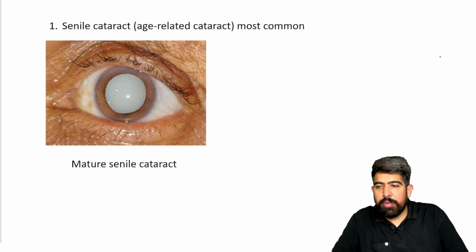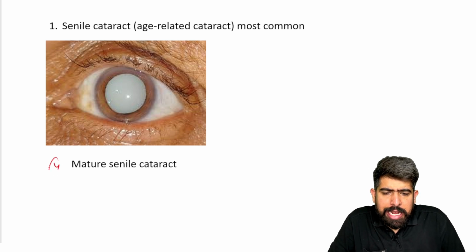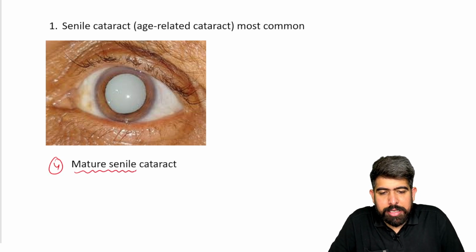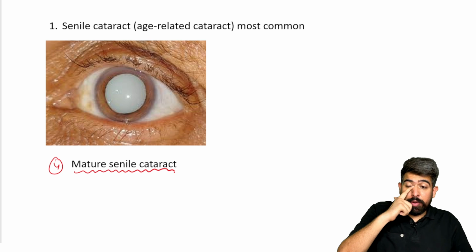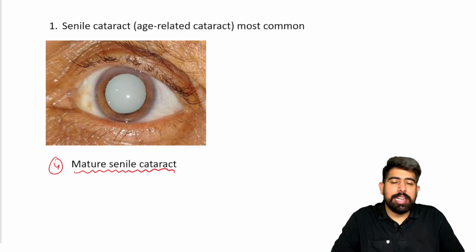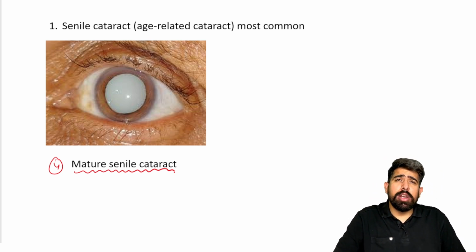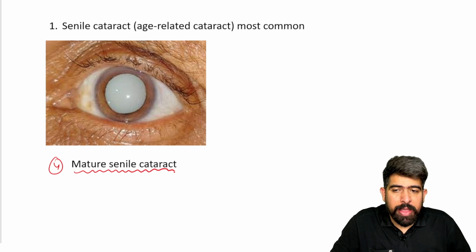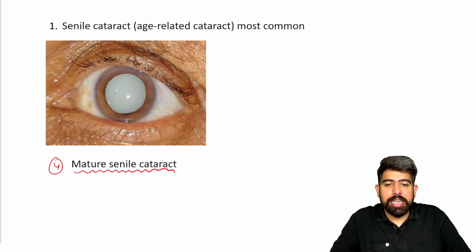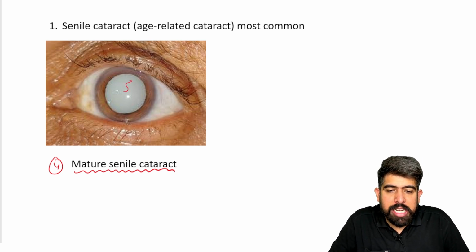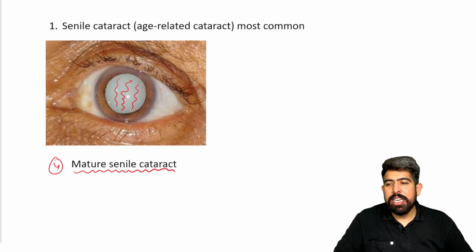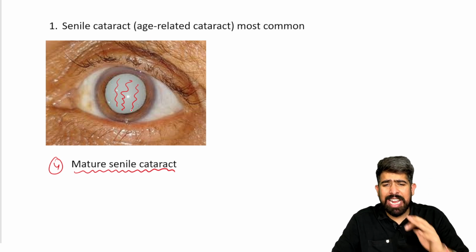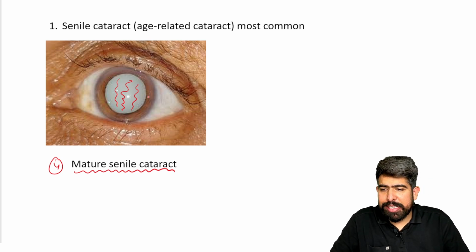Moving forward to the next type, which is your fourth type. And what is this? Your mature senile cataract. Please understand, when your cortical, nuclear, or posterior subcapsular cataract is not treated, this cataract will develop into a mature cataract. And when it converts into the mature cataract, you will see a totally white, milky lens. This is also known as milk of bag. And this is your mature cataract.